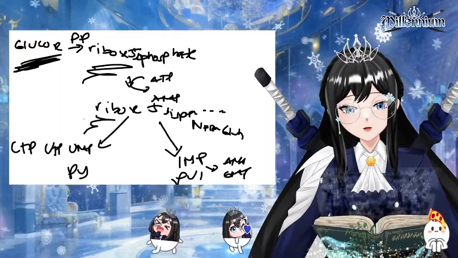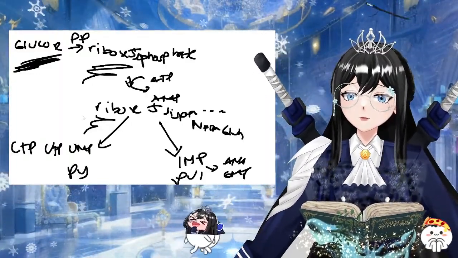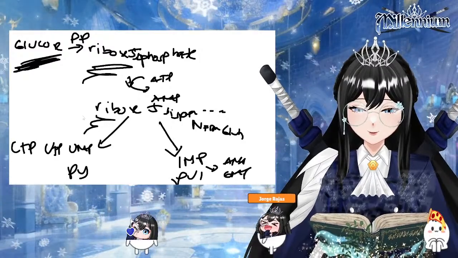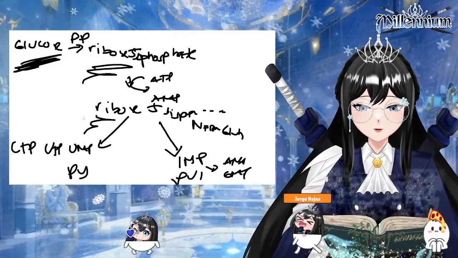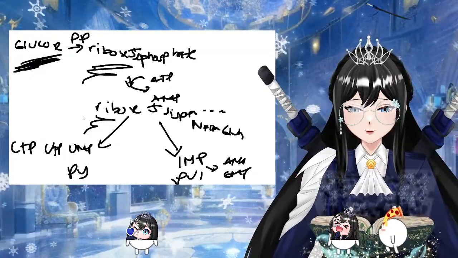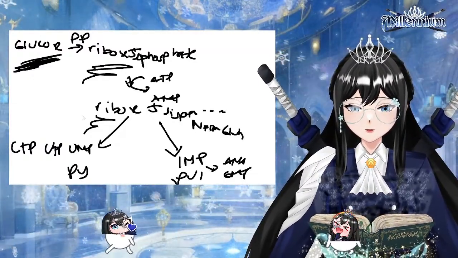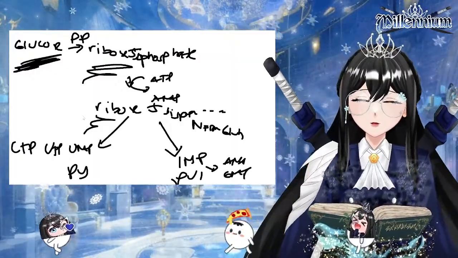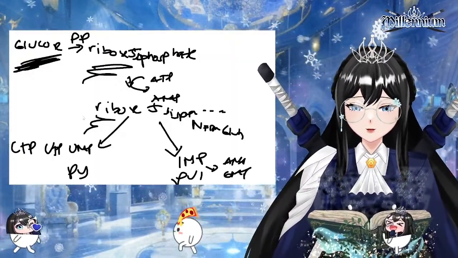So the first purine nucleotide formed is IMP. Okay. Remember again the PRPP, 5-phosphoribosyl 1-pyrophosphate. Common precursor for what? For both purines and pyrimidines. Hurrah!